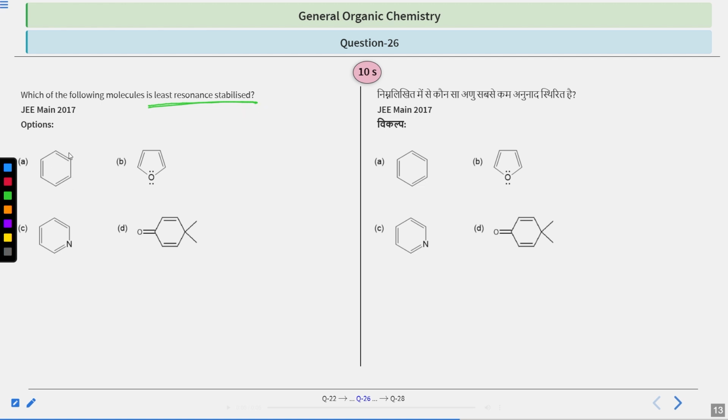Options are: first one is benzene, then this oxygen directly connected to this cyclic alkene group, and then this nitrogen directly connected to the benzene ring, and this structure having an oxygen double bond between this cycloalkene and these two methyl chains connected to the carbon. So from these four options, you have to tell the least resonance stabilized structure. You have 10 seconds to think about this question. After that, we will see the answer.